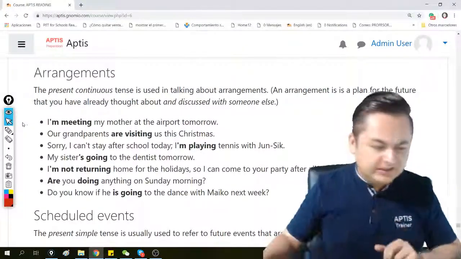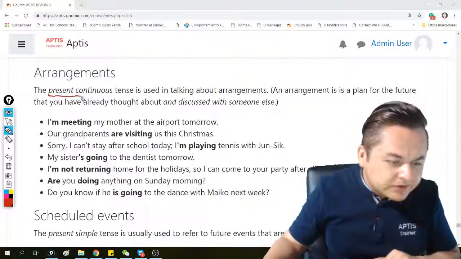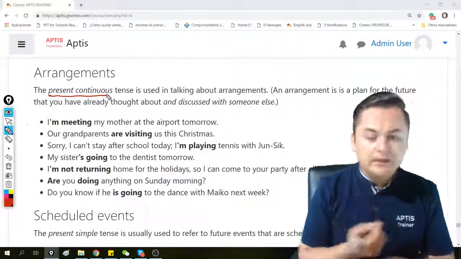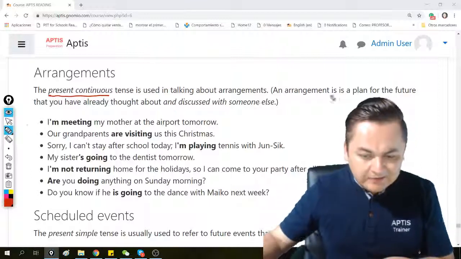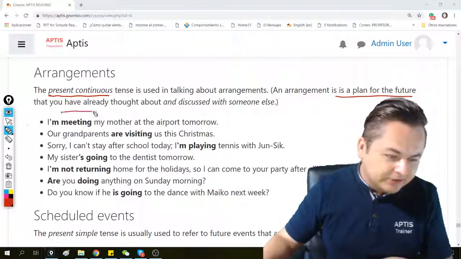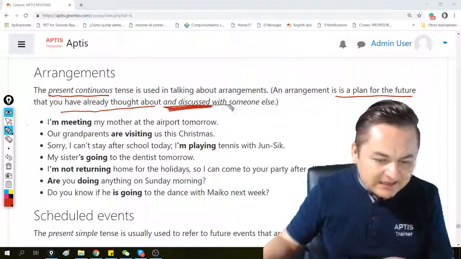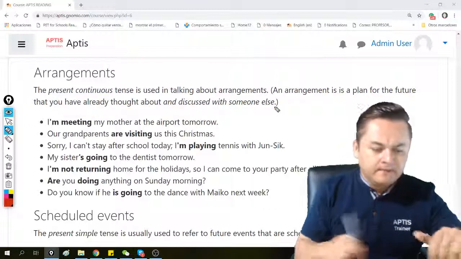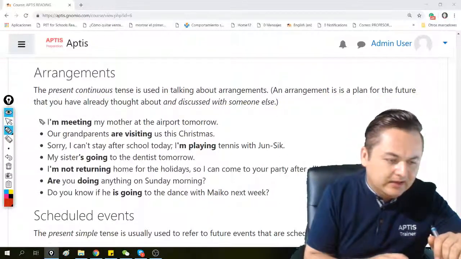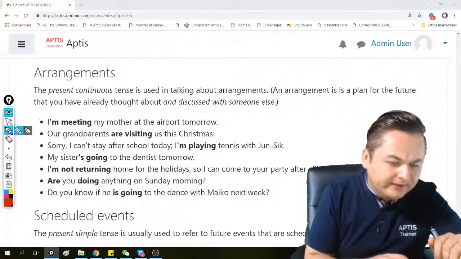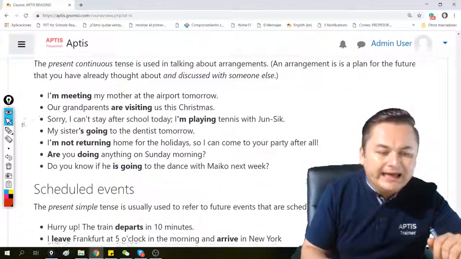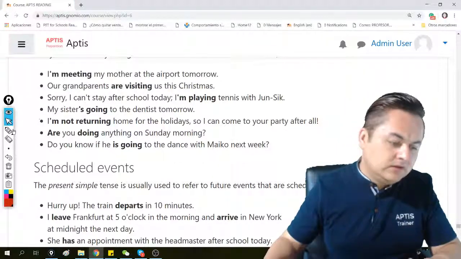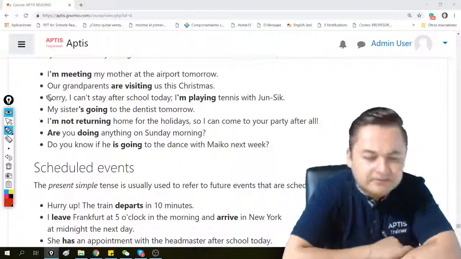Then we continue here with the arrangements. For arrangements, it is interesting to note that we can use the present continuous, the present progressive tense, to talk about arrangements. An arrangement is a plan for the future that you have already thought about and discussed with someone else. That would be the big difference. For example, I say, I'm meeting my mother at the airport tomorrow. That means I have probably talked to her and we have agreed on that. So I say, I am meeting my mother.